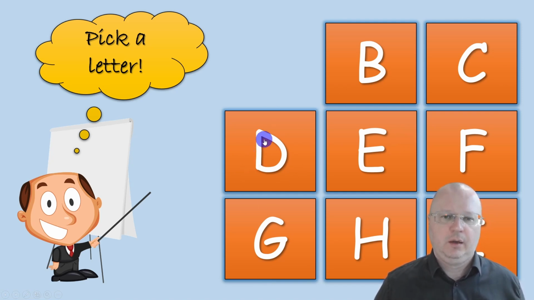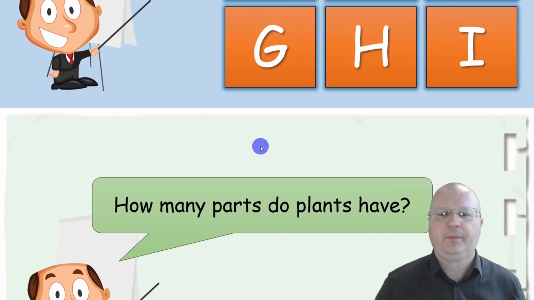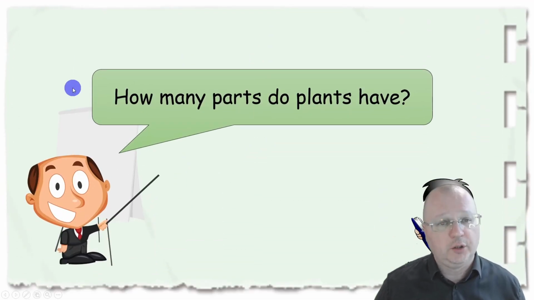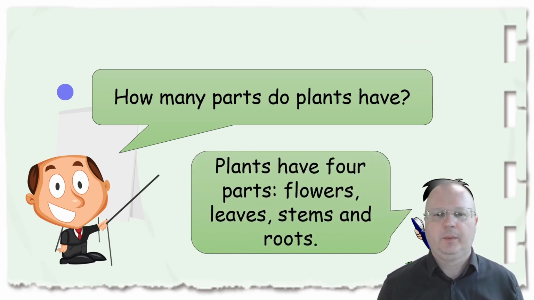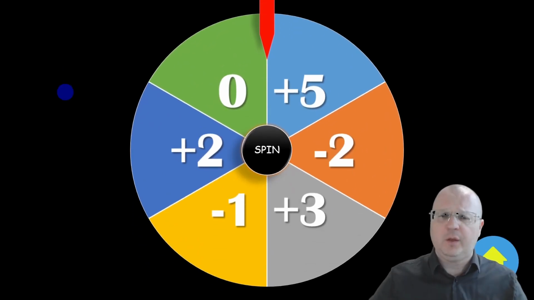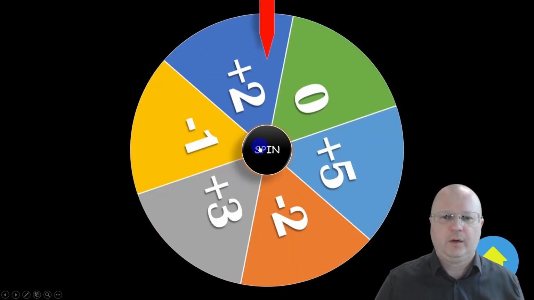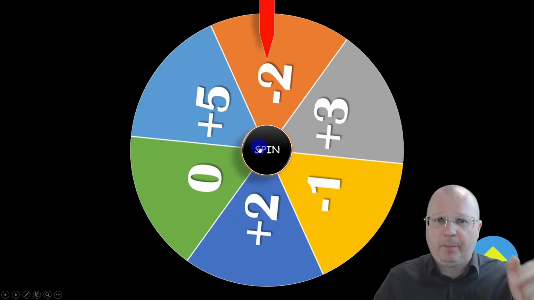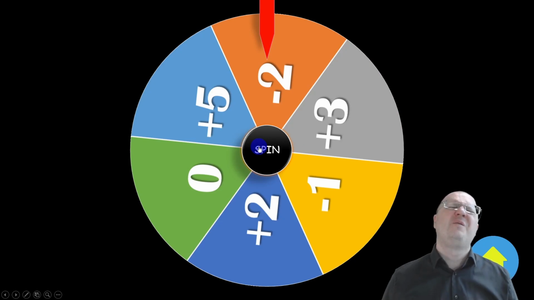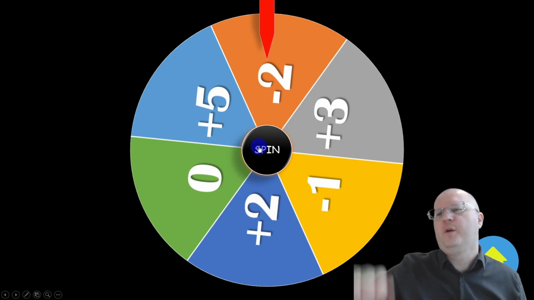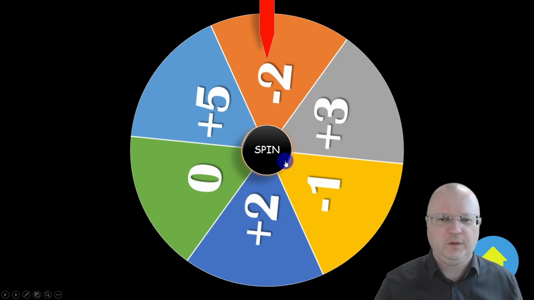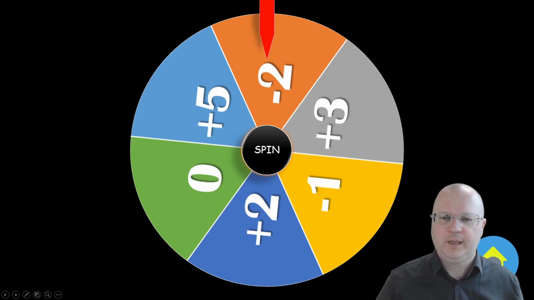So let's say they pick D. And here's another question. How many parts do plants have? And they should say, the plants have 4 parts: flowers, leaves, stems, and roots. Let's spin the wheel. Okay, start, stop. Oh no, this team loses 2 points. And then you erase 2 points from the table, from their tally.